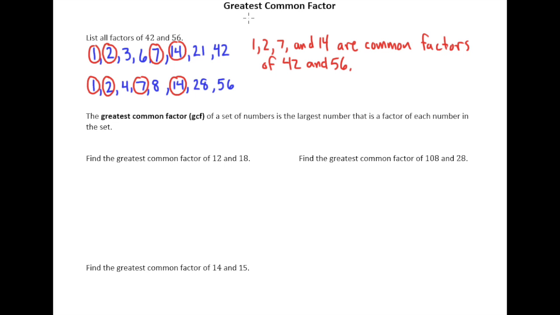Now, as is indicated by the title of our video, we're interested in the greatest one of these common factors. So of course it's easy to see that 14 is the greatest common factor of those two numbers.